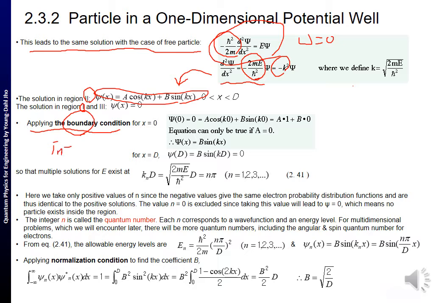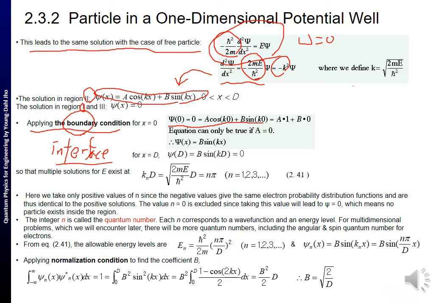Interface. Interfaces or boundaries should have certain conditions, something called continuity of the wave function. The wave function should be continuous at the interface or at the boundary.